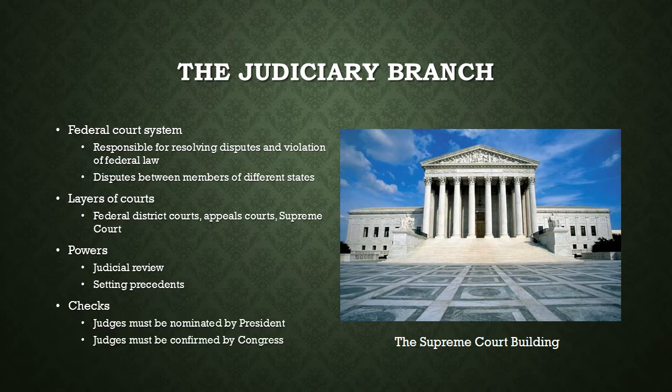The checks placed upon the judiciary branch are that all judges have to be nominated by the president, and then they must be confirmed by Congress. And the idea here is it prevents crazy people from ending up as judges. They have to more or less be able to appeal both to the president and to Congress.